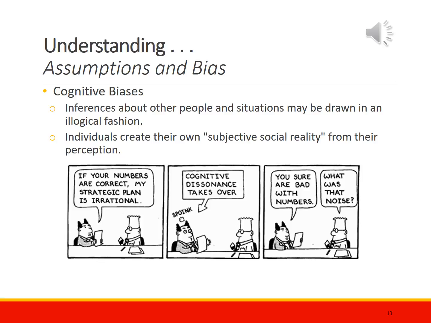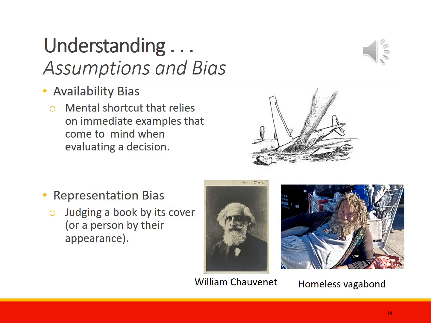Okay, quick review. Cognitive biases, right? Inferences about other people and situations that may be drawn in an illogical fashion, and then individuals create their own subjective social reality from their perception. Then we covered availability bias. They were mental shortcuts that relied on immediate examples that came to mind when we were evaluating a decision. We talked about fearing a swim in the ocean because of sharks, or fearing a plane trip because planes fall and go boom. Or representation bias, another bias we talked about. Judging a book by its cover, or a person by their appearance.